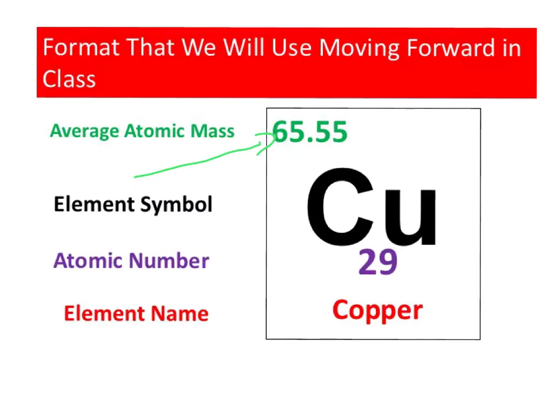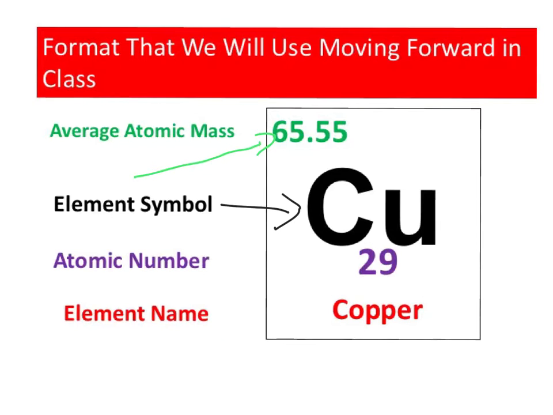Our next thing here is the chemical element symbol, and that's always going to be a combination of 1 or 2 letters. Every element symbol has at least 1 letter. Most have 2 letters. If it does have 2 letters, the first letter is always capitalized. The second letter is always lowercase.